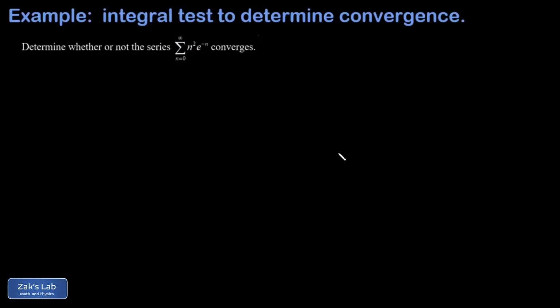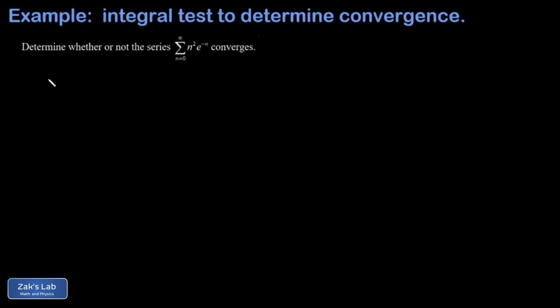In this video, we're asked to test the convergence of the series n squared e to the negative n as n goes from 0 to infinity. And we're going to use the integral test for this. I'm not saying it's the only way to do it, but I wanted to look at the integral test to approach this thing.